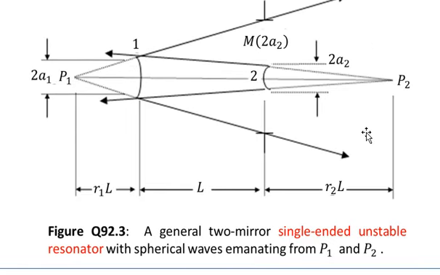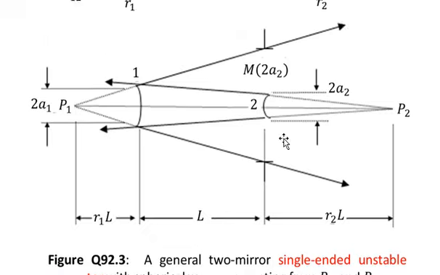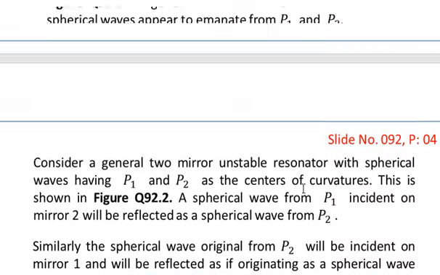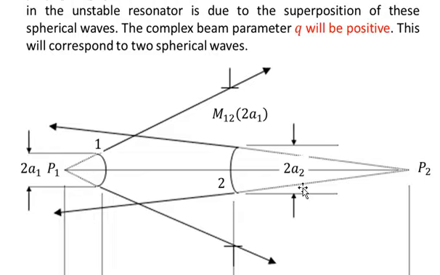So let me discuss this figure, and in the description I shall give you a detailed analysis of it. Let me read the caption first: a general two-mirror single-ended unstable resonator with spherical waves emanating from P1 and P2. In this figure and the figure that I presented earlier, there is a small difference.